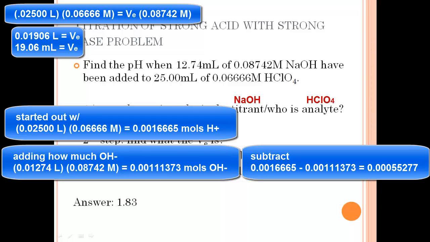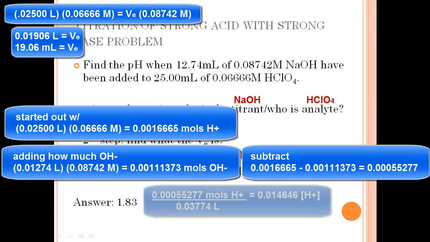To find the pH, you would take the concentration of H+. That would be the moles of H+ that you have left, which is 0.0005527, divided by the total volume of the solution now, so it would be 37.74 mL. That'll give you 0.014646. That is your H+ concentration. To find the pH of that, just take the negative log of that number, and you will get 1.83.